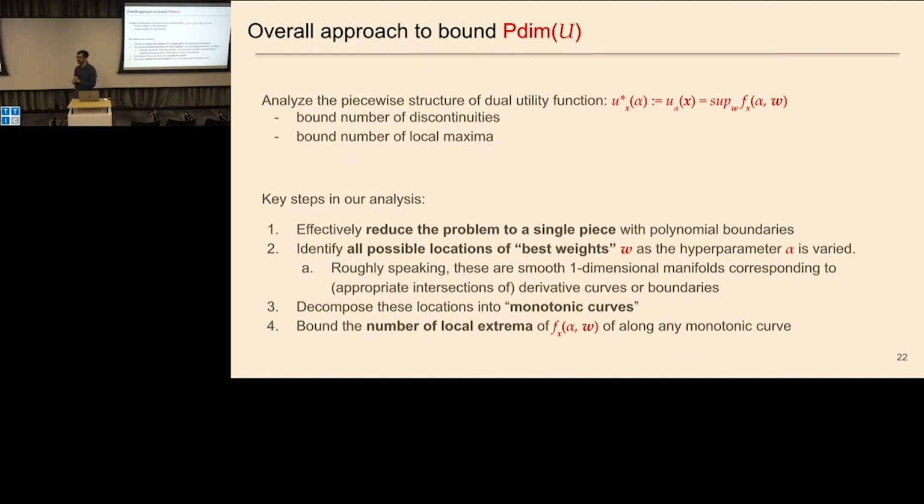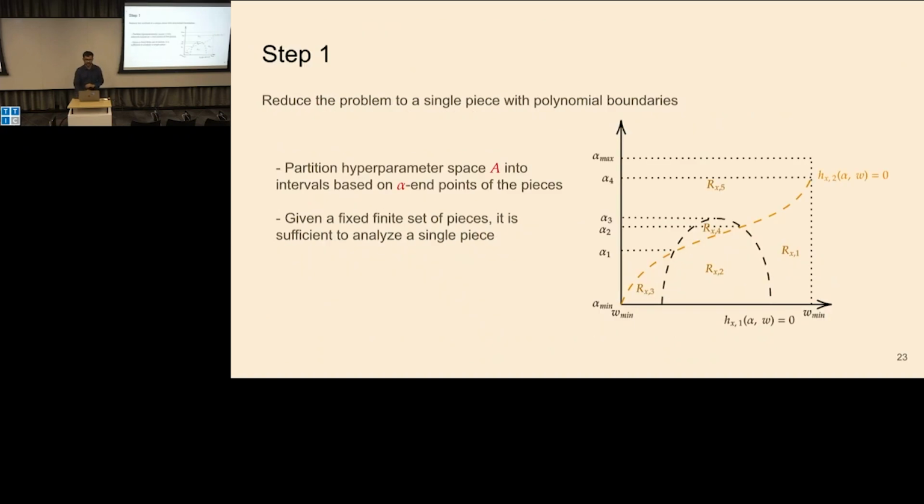And one thing we are able to show is that, roughly speaking, these locations correspond to one-dimensional manifolds. Once you have these manifolds, you can decompose them into what we call monotonic curves, which I'll get into, which is one of the cool properties of the proof. And then once we have these monotonic curves, you can give a bound. There's another step where you need to bound the number of local extrema of your polynomial piece functions along any of these curves. So I'll go into each step in a little bit of detail.